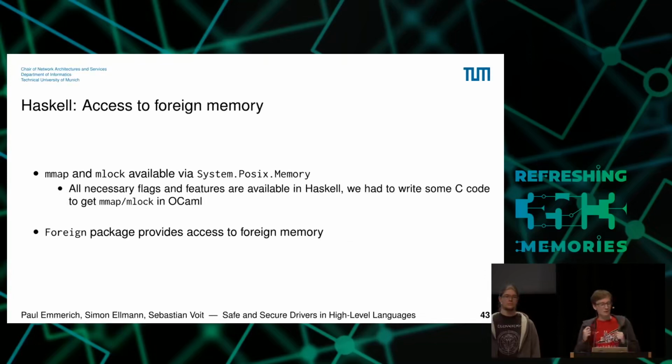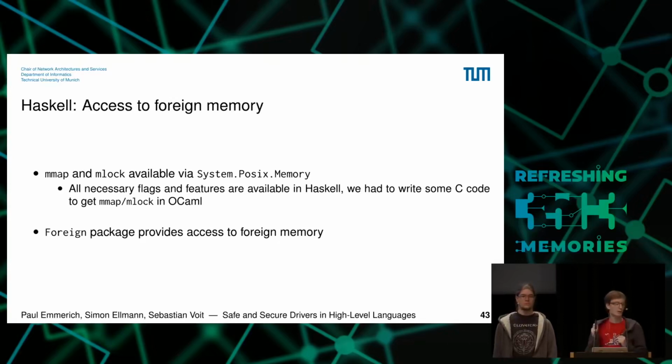A few nice features of Haskell that you might not know about is the system POSIX memory package has a lot of really helpful functions. This is compared to OCaml, where we had to write some C code to get mmap and mblock with the right flex working. And here there was everything available.